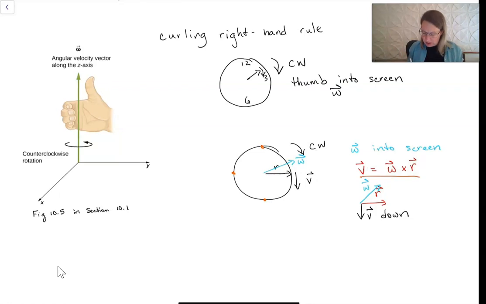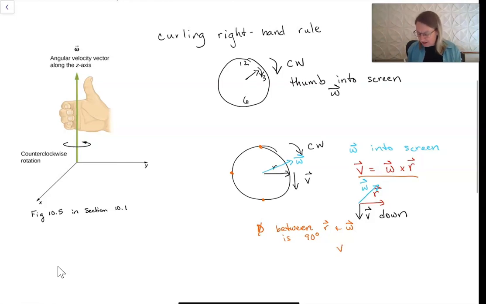And when the angle between R and omega is 90 degrees, which is the situation we're going to be working with the whole time in this course, you get V, the magnitude, is equal to omega times R, just like we saw before. So everything is all consistent.